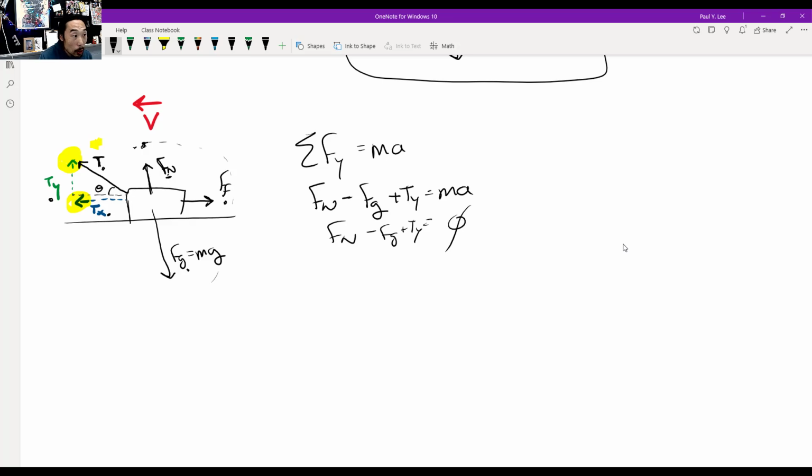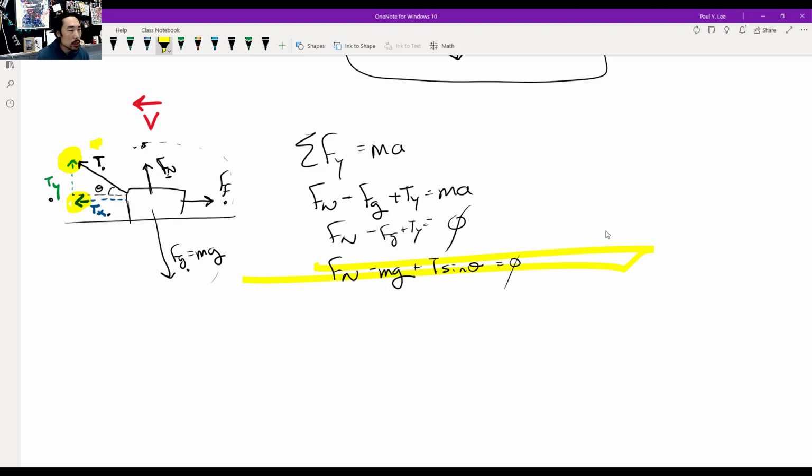Now for a FRQ, what they might ask you to do is continue that and use variables that you're allowed to use. So I'm going to perform a couple of substitutions. We know that FG is MG, and this TY, look at this, this is back to the vectors, this trig notation. TY is opposite of that angle. Therefore, this should be plus T sine theta is equal to 0. And this is my net force formula for the y-axis.